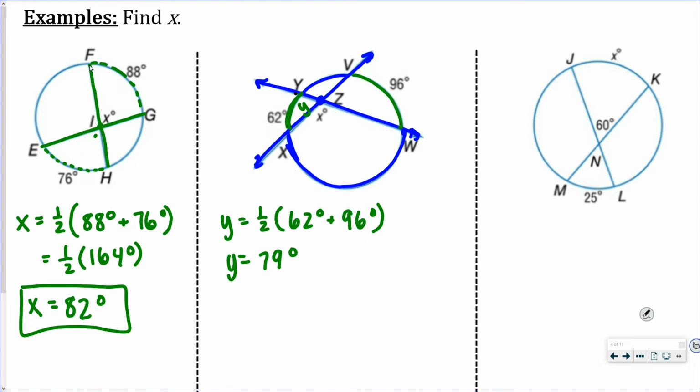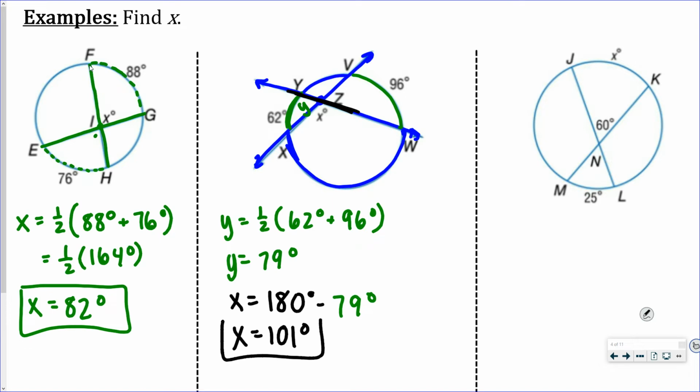Then Siler said, now to find x, since they're on that same secant line, we just have to do 180 minus 79, and we get 101 degrees. Good job.